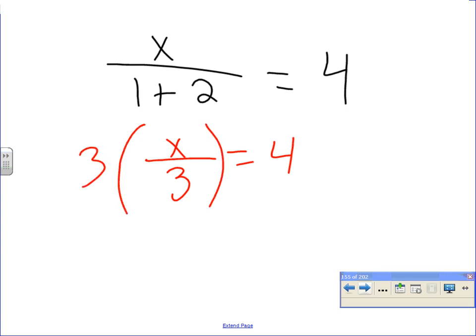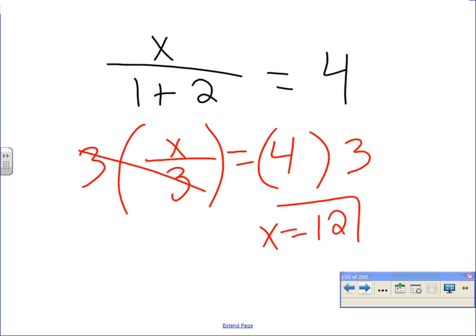Great job. Multiply both sides by 3, the bottom of the fraction. It cancels. X is equal to 12. You could check your answer by taking your 12, plugging it back in. 12 divided by 3 is 4. Okay. Yeah, I don't know what I'm talking about.